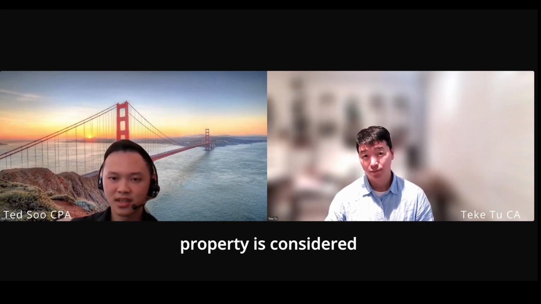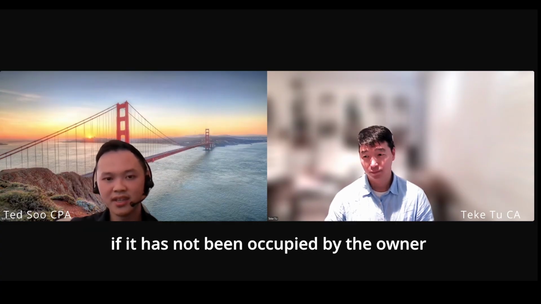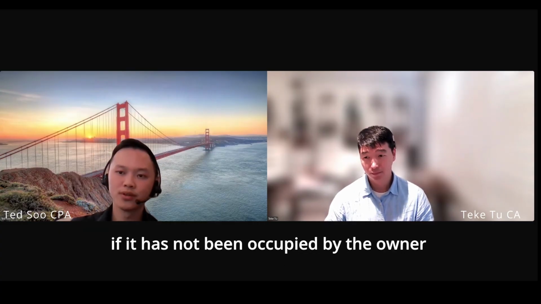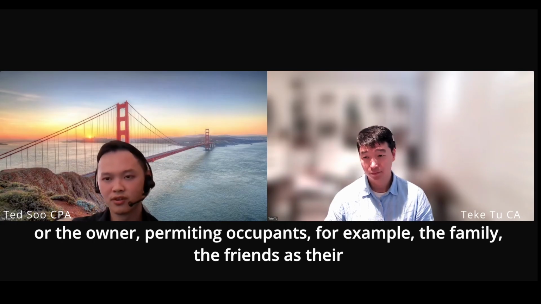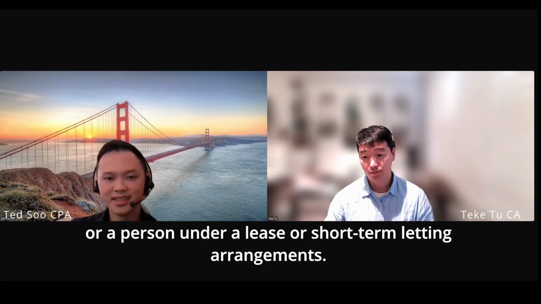A property is considered vacant if, for more than 6 months in the preceding calendar year, it has not been lived in by the owner or the owner's permitted occupants, for example, family or friends, as their principal place of residence, or by a person under a lease or short-term letting arrangement.